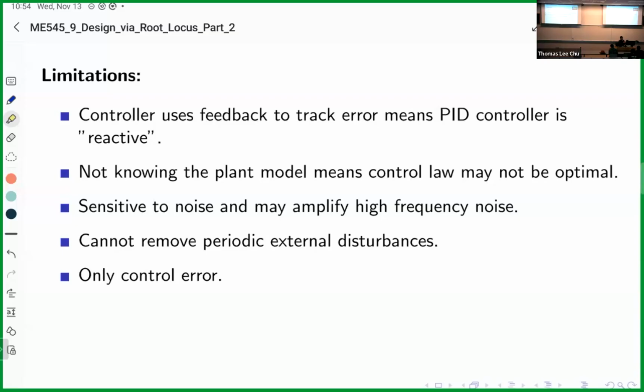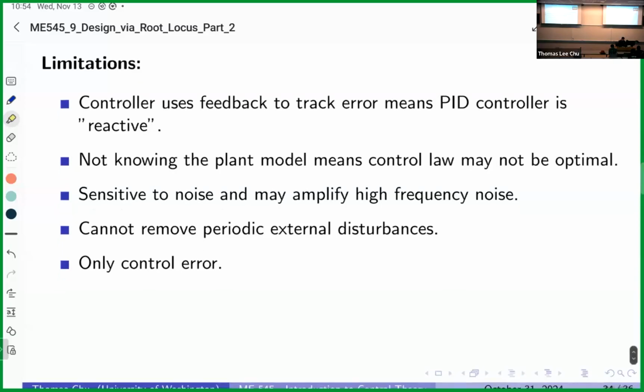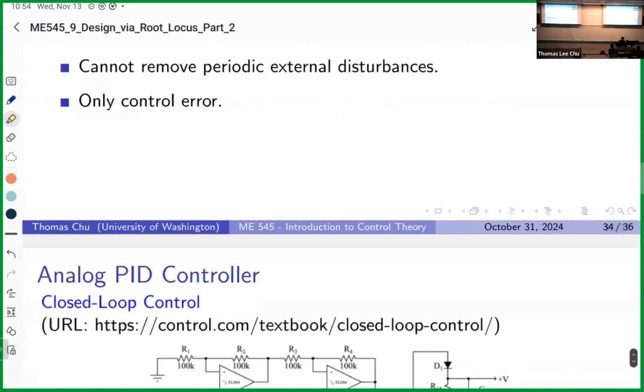It's sensitive to noise because of the derivative component, so you also need to filter your feedback signal. And I talked a little bit about how it cannot remove periodic disturbances, because when you have oscillation, you have feedback and you're never going to catch up. And you only control error, so you're only trying to reduce the error.